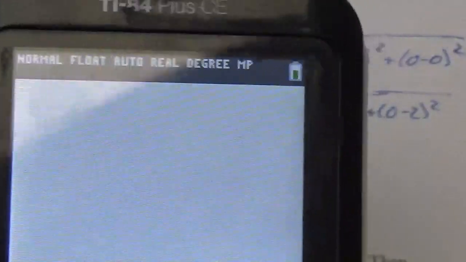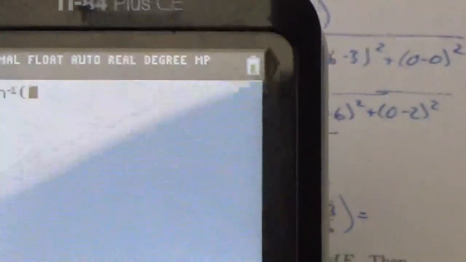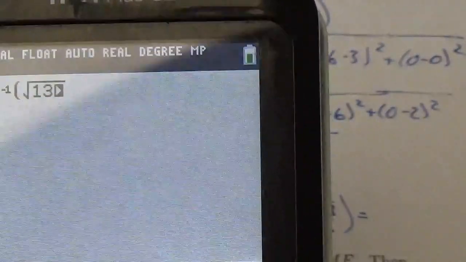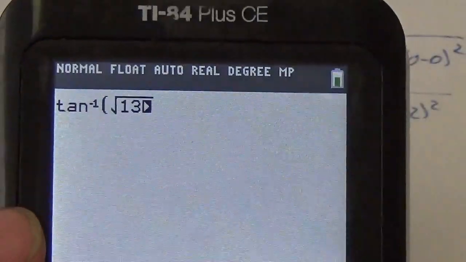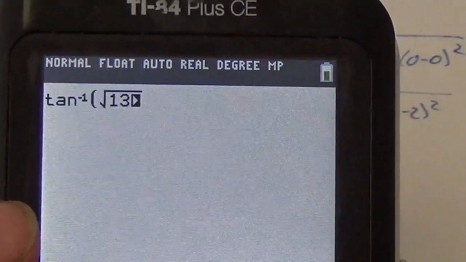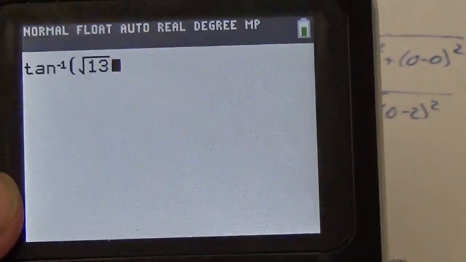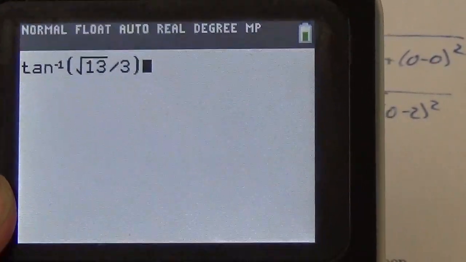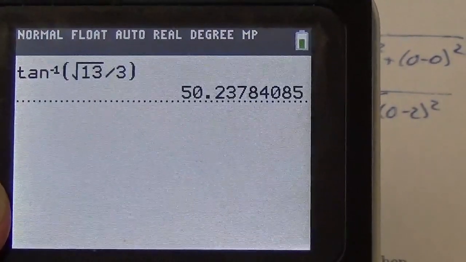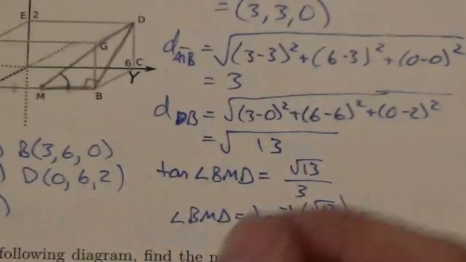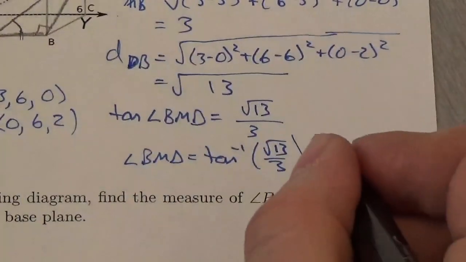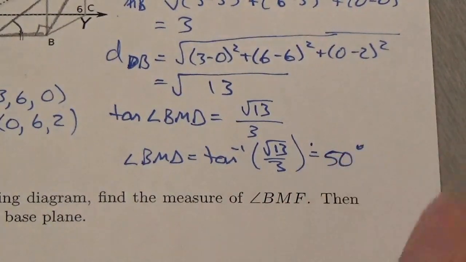And pull out my calculator. Let's clear off what we just did. So the inverse tangent of the root of 13, and you want to make sure that you don't just hit divide by 3 right now. I need to get out of that. I need to use my arrow key to get out from underneath the radical. Divide by 3, that's what that should look like. And I get 50 degrees. So this is approximately equal to 50 degrees.